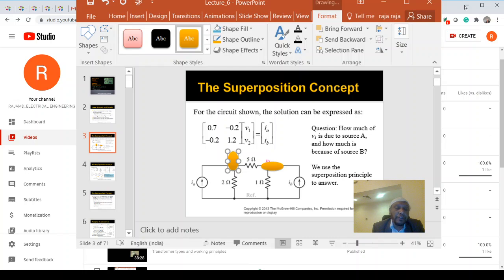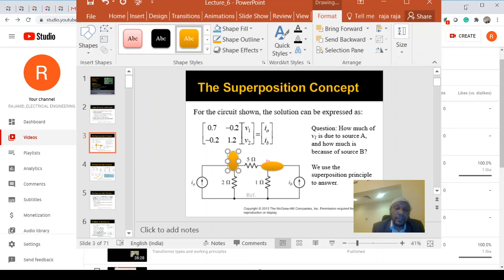Case number 2, what do you do? The source you removed in the first case should now be alive. Now what about the first source? That source should be removed. So the second source is alive and the first source is now removed. For this case also you make a circuit analysis, meaning you calculate the voltage, current, whatever you want.